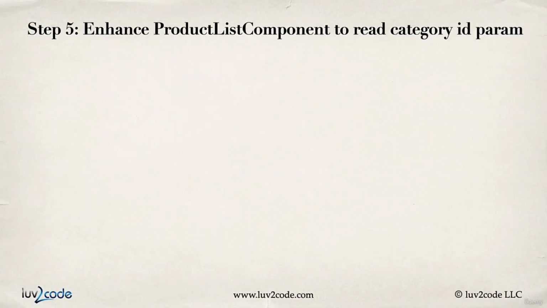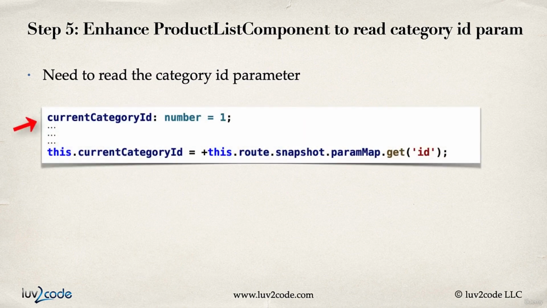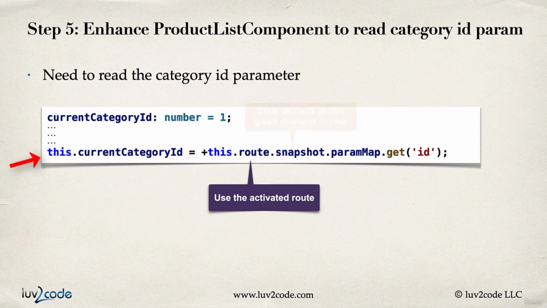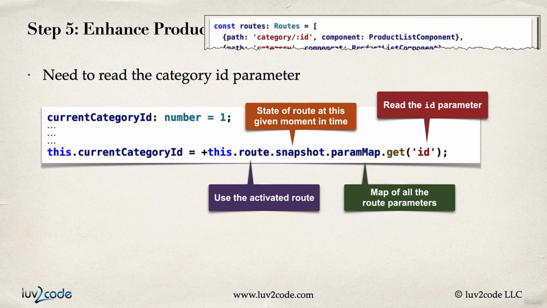Now, the next step here is step 5 of enhancing the product list component to read the category ID parameter. So we need to read that information so we can use it. So I'll set up a property called currentCategoryId of type number. And then I make an assignment here. I say this.route, that's the activated route. .snapshot, the state of the route at this given moment in time. .paramMap, that's a map of all the route parameters. And then I'll say, hey, read a given parameter name X. In this case, the parameter that we want to read is id. And this is based on the configuration that we have set up for our route. So we have a :id. So that's the parameter id. And that's how we actually access the parameter id that's being passed over.